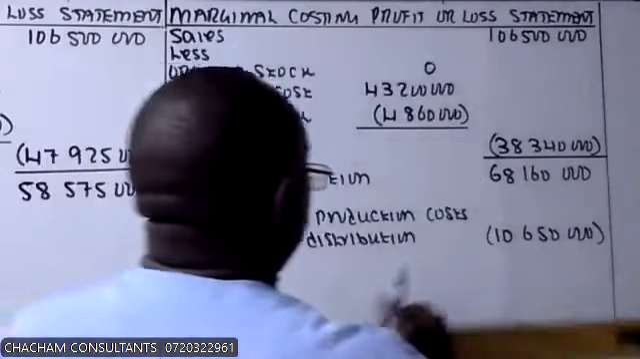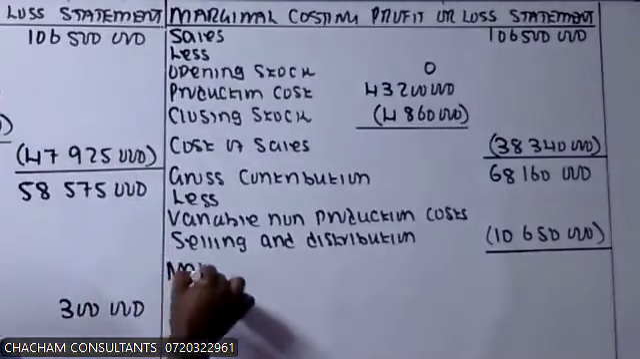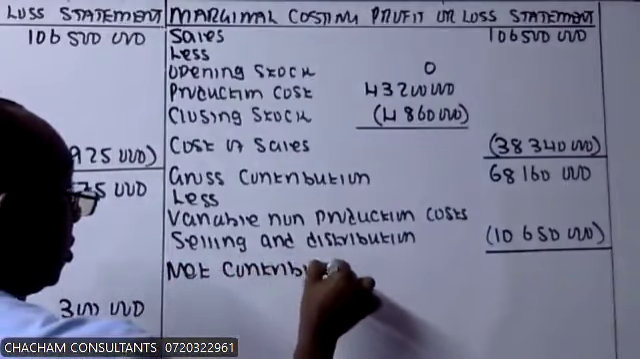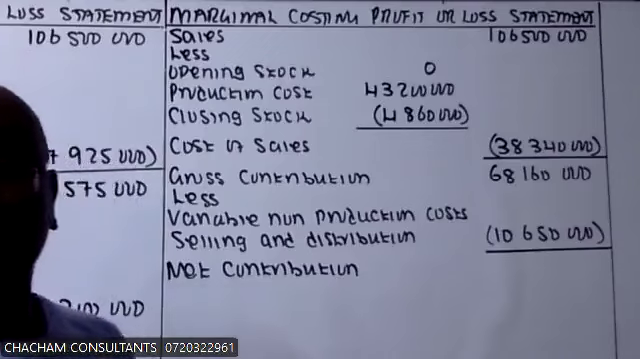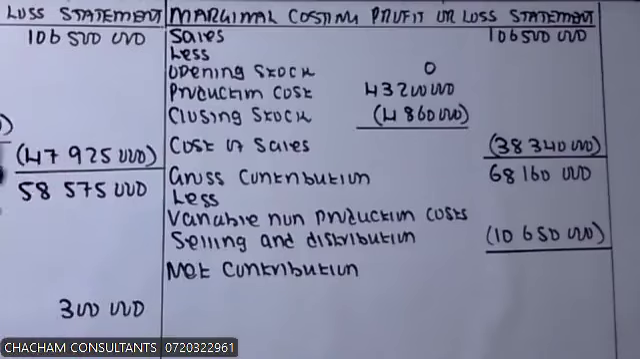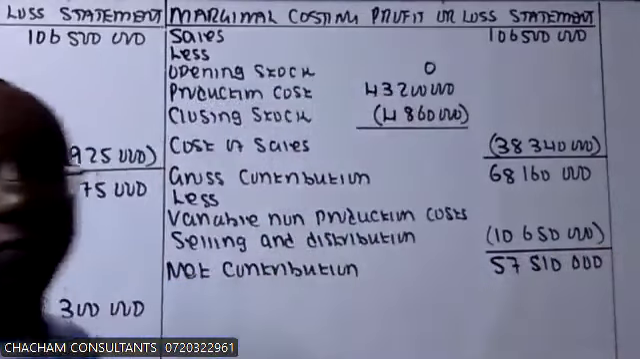And when you do that, you get the figure we said is called net contribution, $57,510,000.